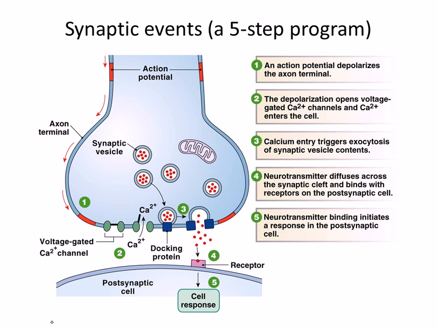Now, there are 5 steps to the synaptic event, and it's really simple. So, this is the easy part. Basically what we have is an action potential that's traveling down, depolarizing, and it arrives here at the axon terminal, and when it arrives at the end of the axon terminal, it's going to come across a new type of voltage-gated channel. So notice, the stimulus is a voltage-gated channel, and what it does is it opens up calcium channels, and calcium comes flooding into the cell.